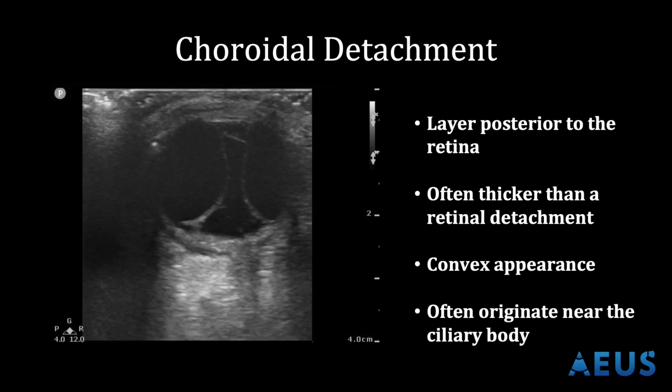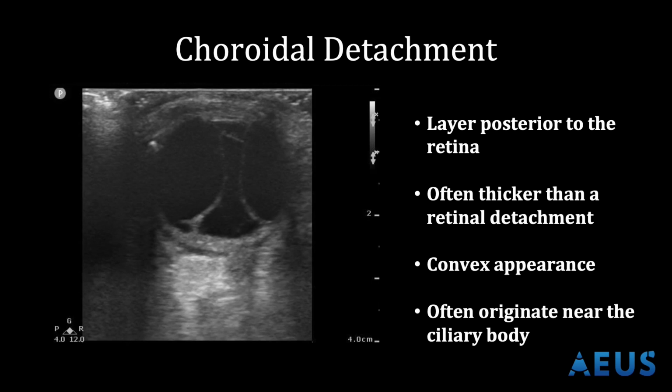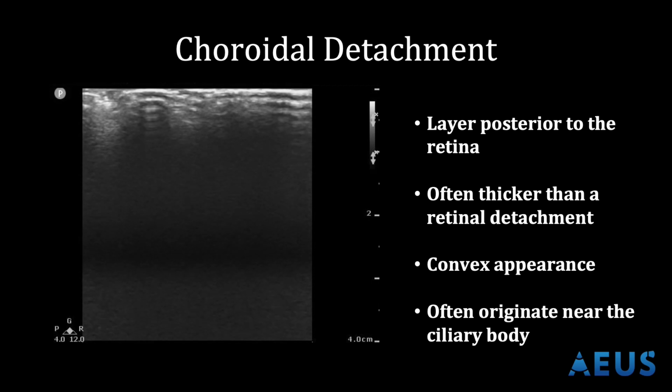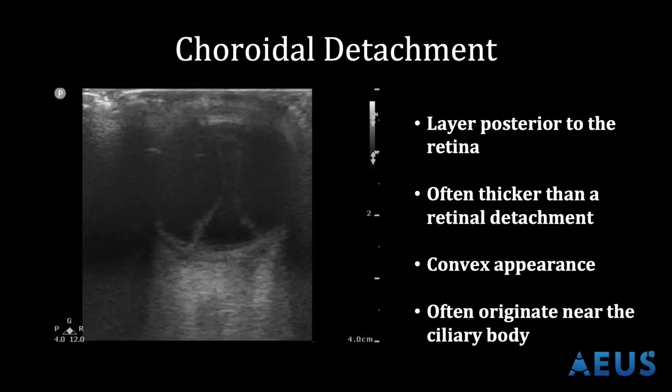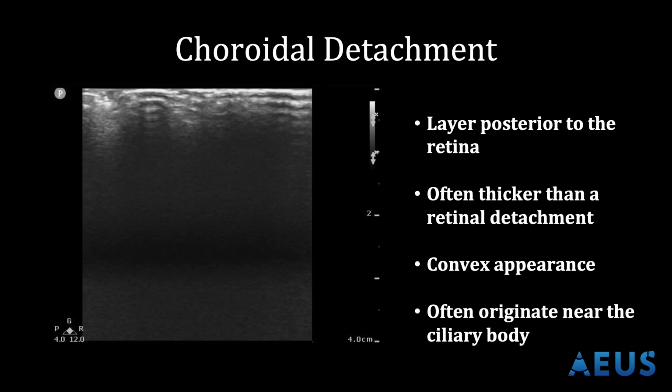A choroid detachment appears thicker on POCUS than even a retinal detachment, so it can be visualized easily in a low-gain setting. It appears dome-shaped and typically originates near the ciliary body, which divides the anterior and posterior chambers of the eye.